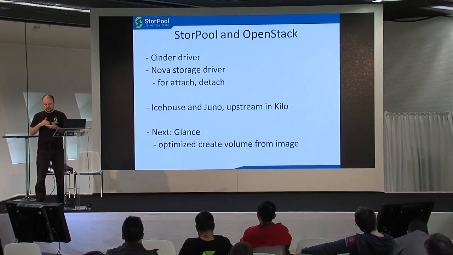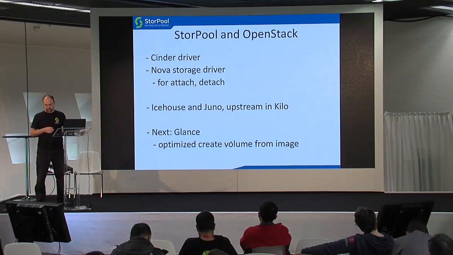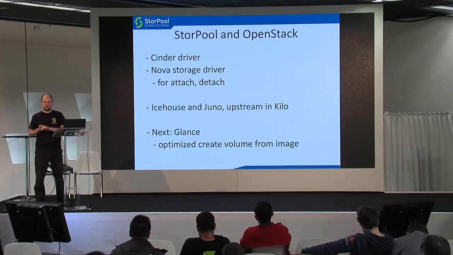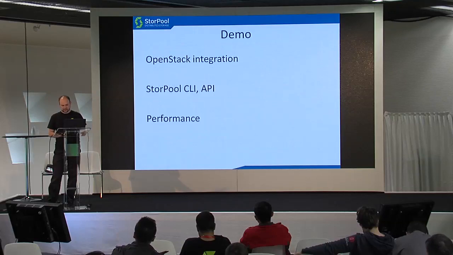So the things that exist today: there is a Cinder driver, and there is a Nova storage driver for attaching and detaching volumes. It works with Icehouse and Juno, and we are hoping to have it upstream in Kilo, the next release. We're also working on a Glance backend so that creating a volume from an image would be instantaneous instead of having to copy the data over. If you're familiar with Glance, that may be something for you.